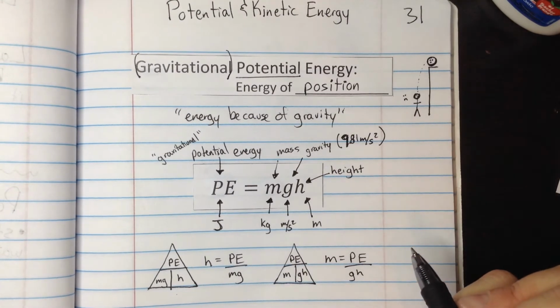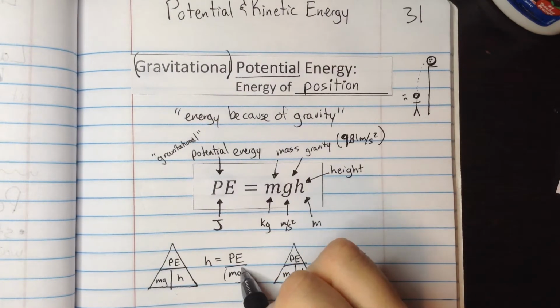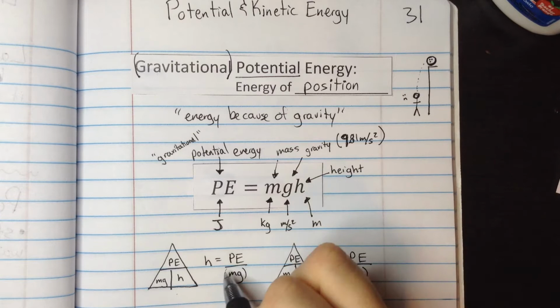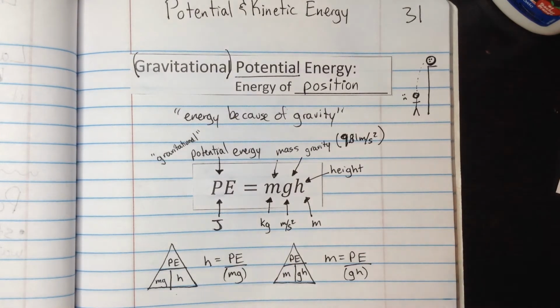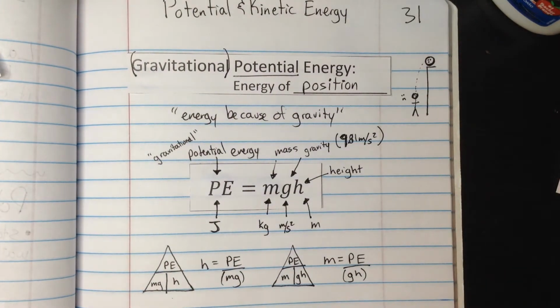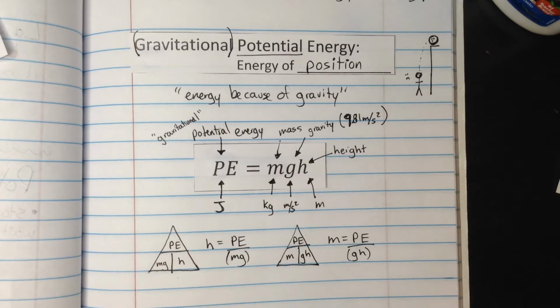Now, it is very important in this that you are careful to multiply that denominator, or put it in parentheses. So you multiply that before you do any dividing, so you don't get order of operations incorrect in your calculator. So that's your formula for gravitational potential energy. All right?